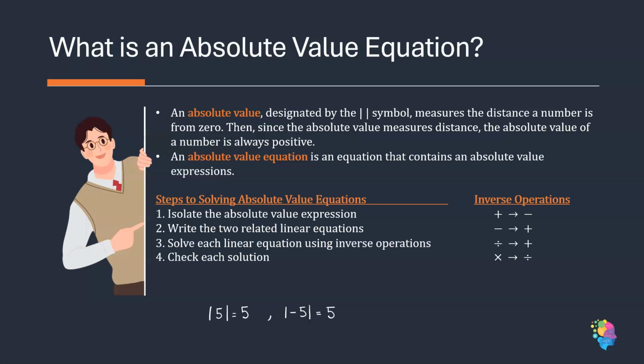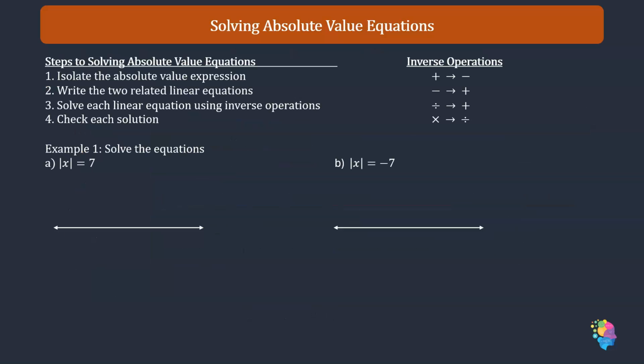So what steps are we going to take to solve absolute value equations? Well, the first thing we have to do is isolate the absolute value expression, then write two related linear equations, and then we're going to solve each linear equation as we've done in the past using inverse operations. And then, of course, we're going to check each solution. So let's start with some simple absolute value equations.